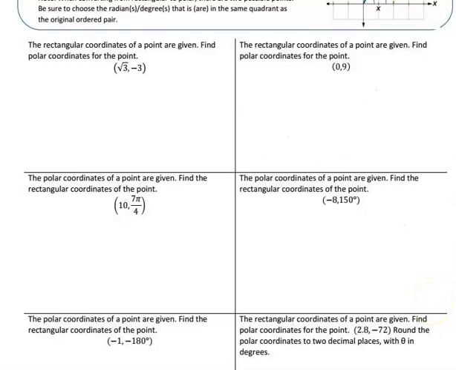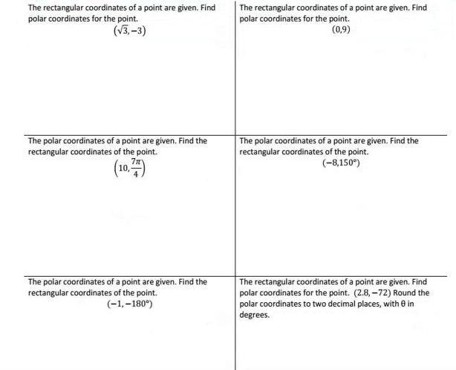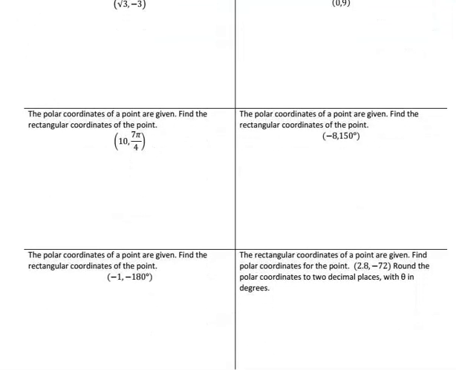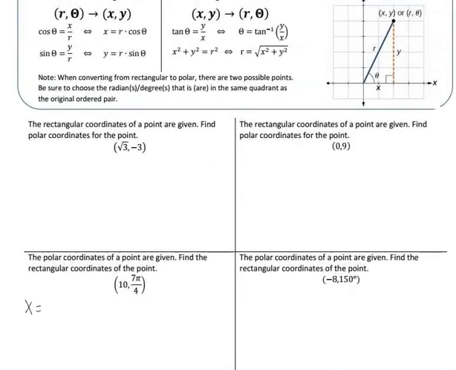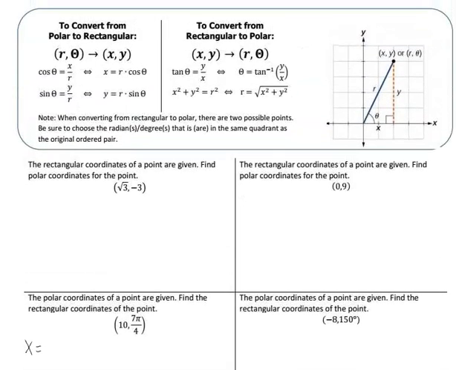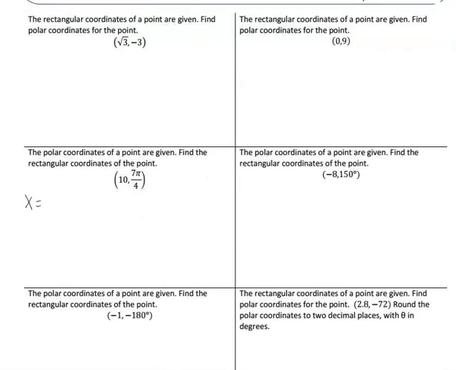Well, let's try another one. On the next one, we're given the polar coordinates, and this time we want to find the rectangular coordinates. Well, we know r is 10, and we know theta is 7 pi over 4, so we're in radians on this one. So from polar to rectangular, x is r times the cosine of theta. So we're doing 10 times the cosine of 7 pi over 4.